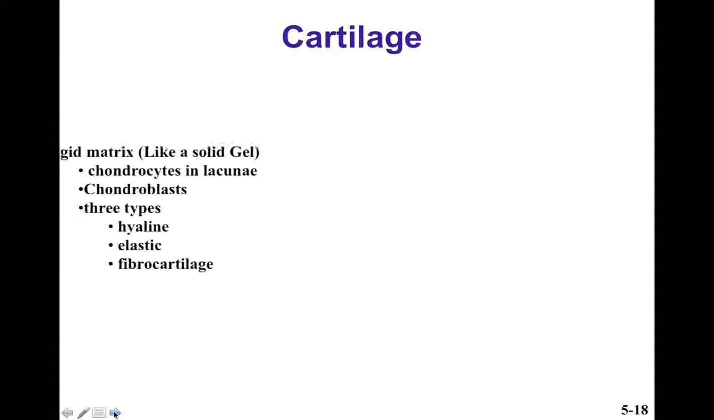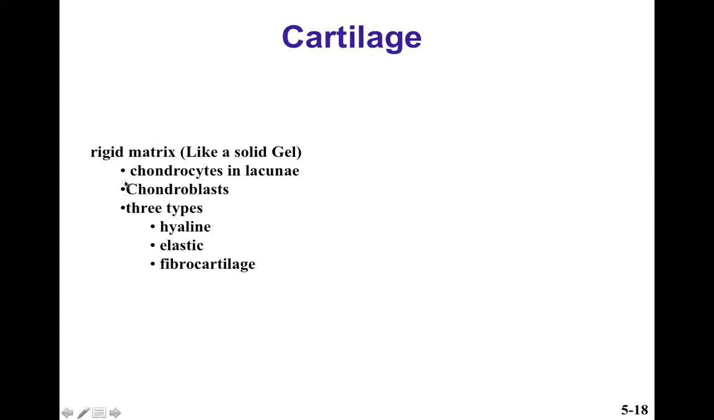Okay, cartilage. Cartilage has generally a rigid matrix. The living cells in cartilage are called chondrocytes. Cells that make cartilage are called chondroblasts. And there's three types we're going to look at. There's hyaline, elastic, and fibrocartilage.